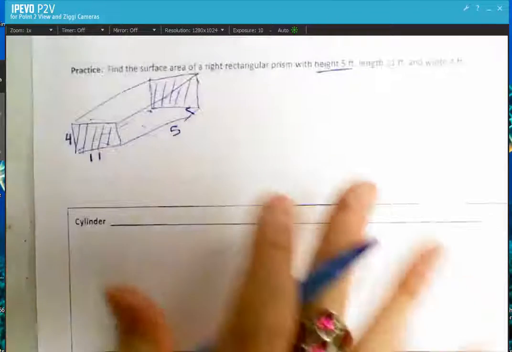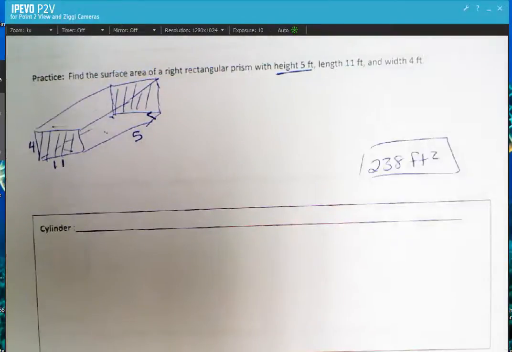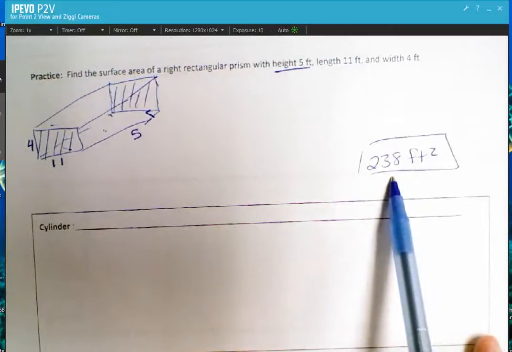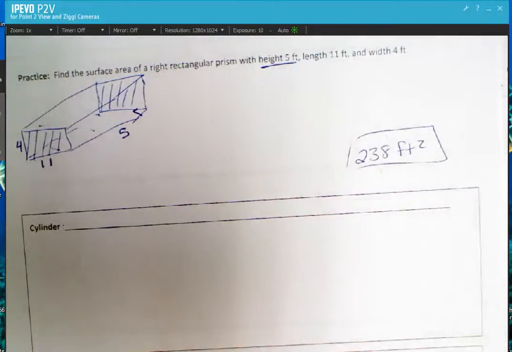Okay, you guys pause the video and see if you can find the surface area of that. Okay, I got 238 feet squared. So work it through and see if you can get that. Let's talk about it tomorrow if we're still stuck.